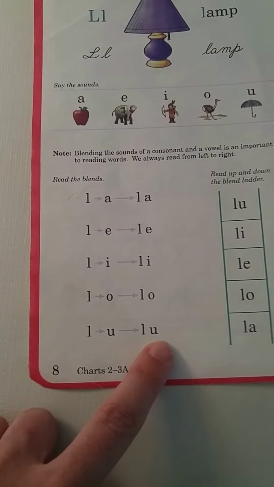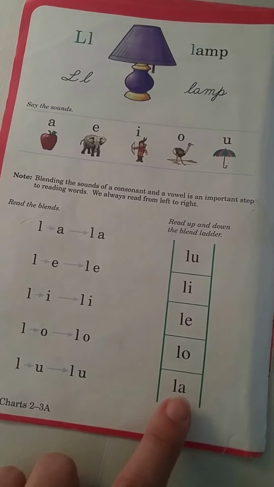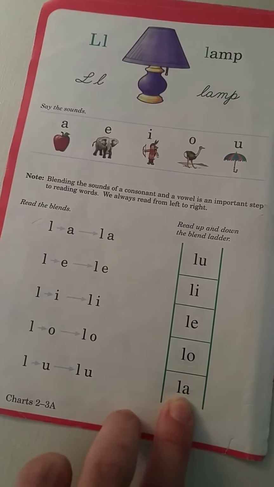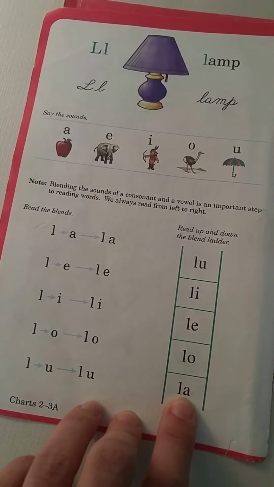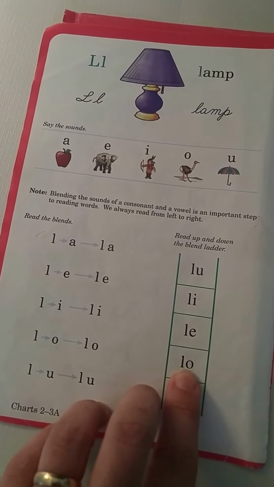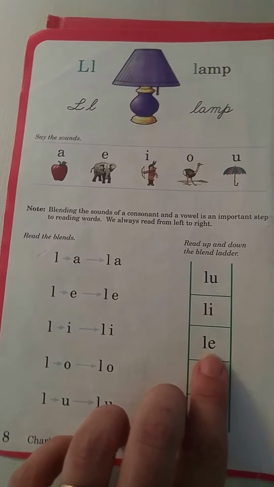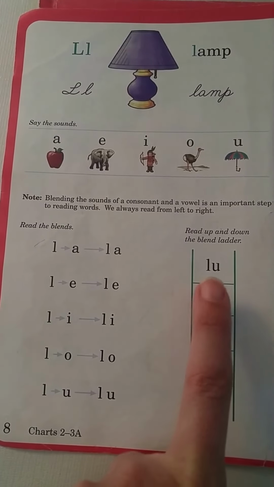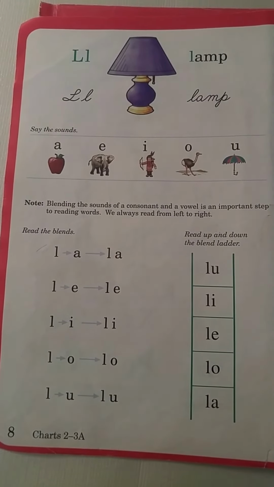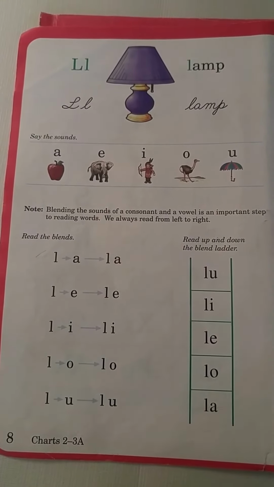La. Now we have a little ladder here. We're going to walk up the ladder and we're going to say our blends. La, le, li, la. Now you say it with me. La, le, la. Very good. In our next video, we're going to do blends with B and T.